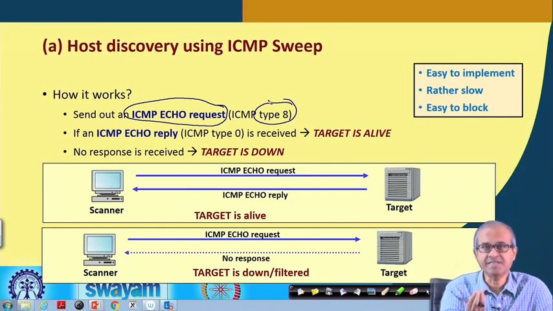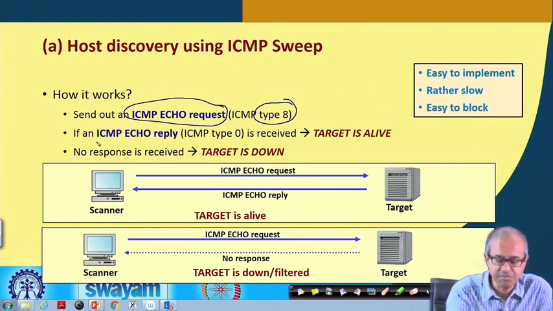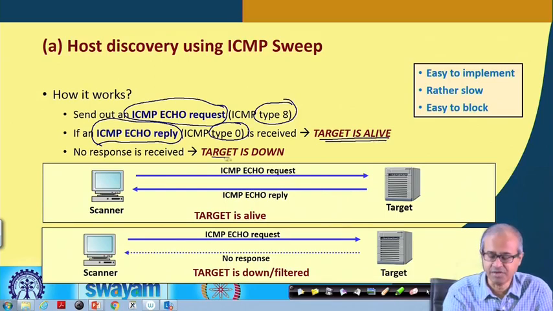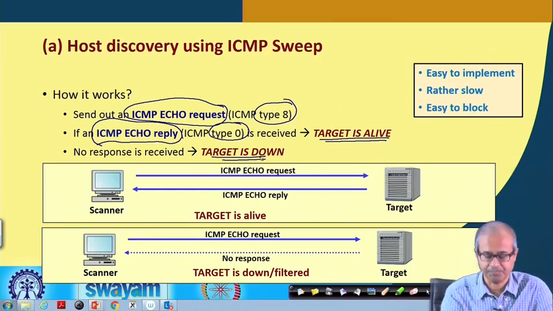The host that you try to discover, you send an ICMP echo request packet to that host. What will the host do? The host will possibly send back an ICMP echo reply packet if it is active, if it is alive, and this echo reply packet is of type 0. These are all ICMP packet types. So, if you receive the echo reply packet, then your conclusion is the target is alive, but if no response is obtained, then you conclude that the target is down.